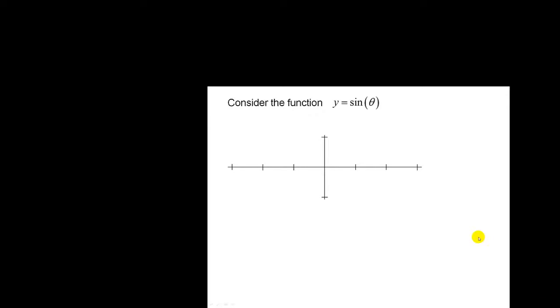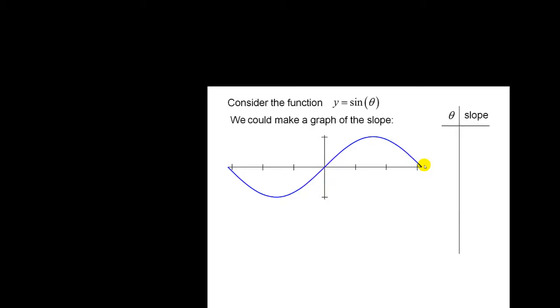Let's look at the function y equals sine theta. You're familiar with that function from trigonometry. Here's what it looks like from negative pi to pi as input. So an interesting thing happens if we start to calculate the slope at each of these points.